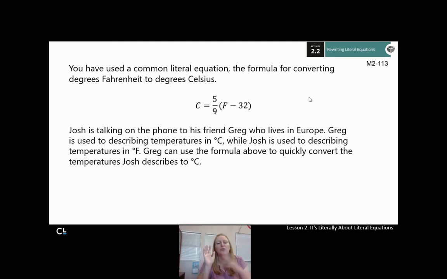Greg can use this formula up above. So Greg, who lives in Europe, he's got his formula, and Greg can use this formula up above to quickly convert the temperatures Josh describes to degrees Celsius. So when Josh is like, oh yeah, it's a warm day, it's like 90 degrees, it's hot, Greg can plug in that 90 degrees and figure out what it is in degrees Celsius so that he knows what Josh is talking about.